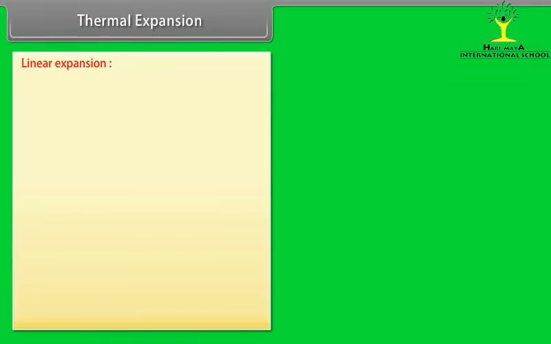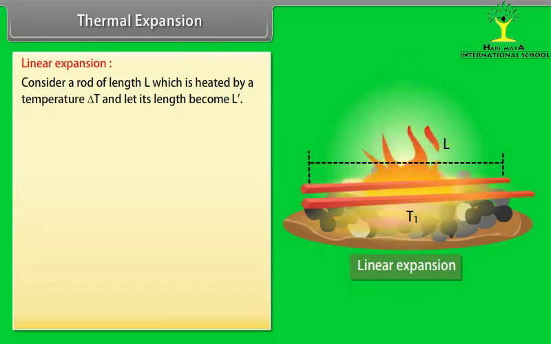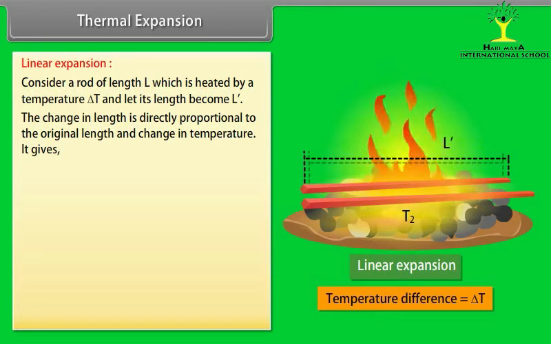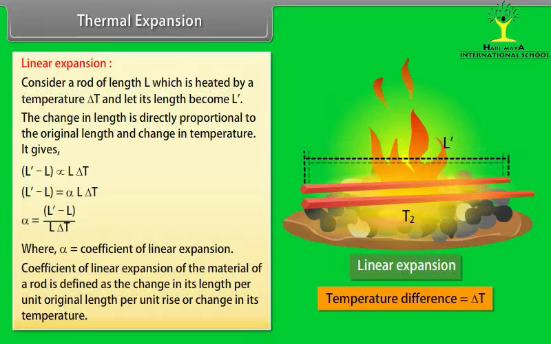Linear expansion. Consider a rod of length L, which is heated by a temperature delta T, and let its length become L dash. The change in length is directly proportional to the original length and change in temperature. It gives L dash minus L is directly proportional to L delta T, or L dash minus L is equal to alpha L delta T. Value of alpha is equal to (L dash minus L) upon L delta T, where alpha is the coefficient of linear expansion. Coefficient of linear expansion of the material of a rod is defined as the change in its length per unit original length per unit rise in its temperature.